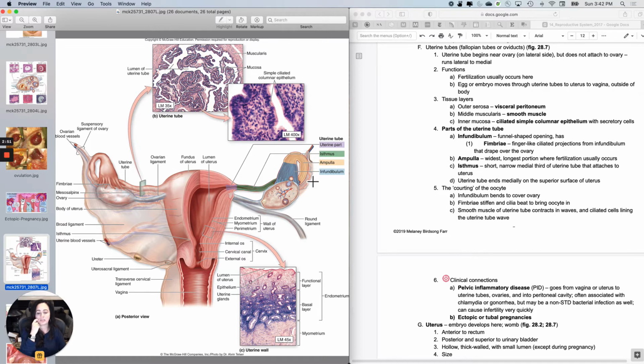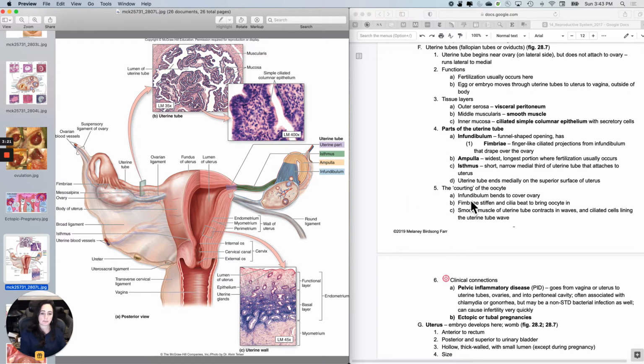This big wide portion here is the infundibulum with fimbriae, and then the ampulla is the portion that curves, like this portion. So if this was my ovary, then this portion right here is the ampulla. And then the isthmus right here you're seeing in green, and then this narrow portion right here is actually called the uterine part.